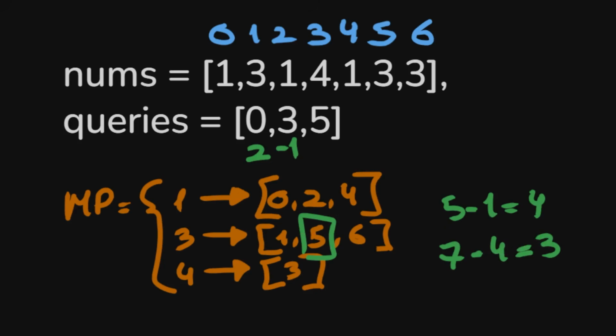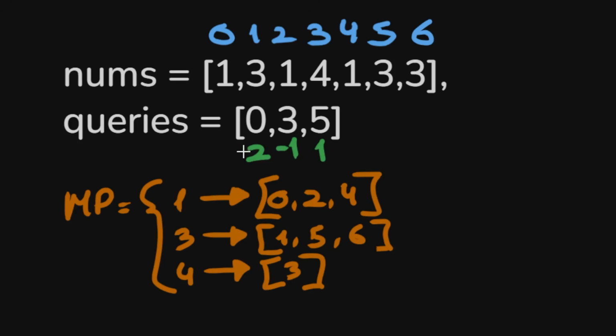Now, we have another 3 to the right, so there are 2 ways to reach this index. If we decide to move right, we do 6 minus 5, this is equal to 1, and if we decide to move left, we take the total amount of elements, 7 minus this result, 1. The result is 6. The minimum among these 4 numbers is 1, so the result of this query is 1. So in this case, we return an array with 2, minus 1 and 1.